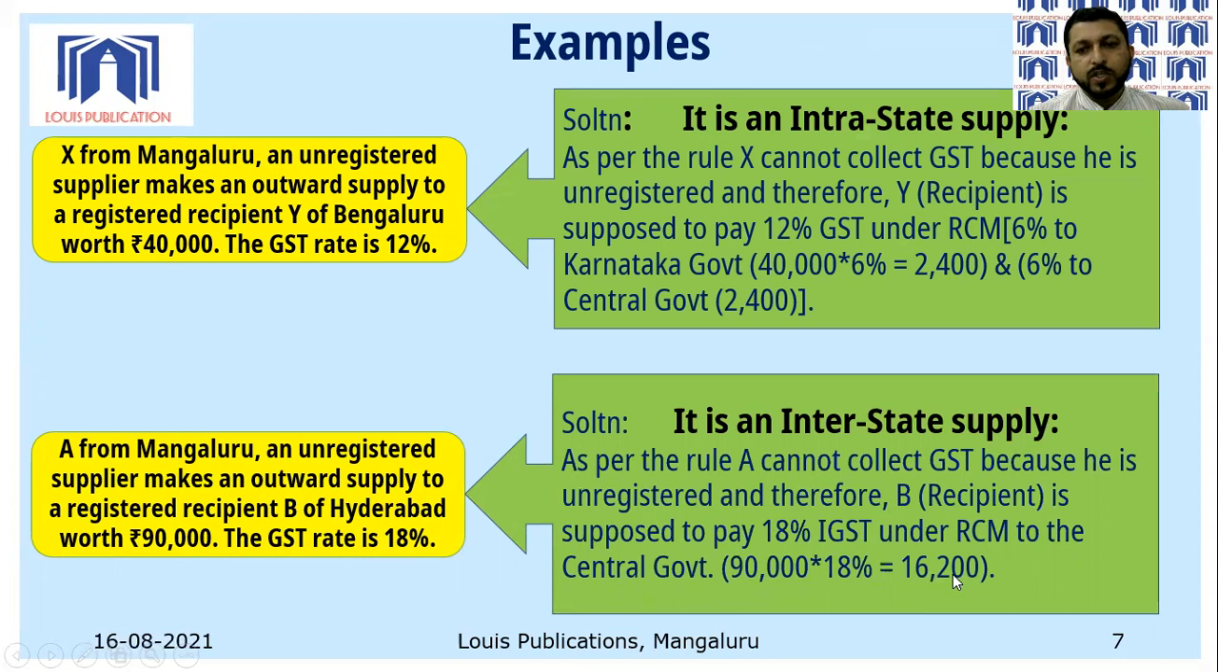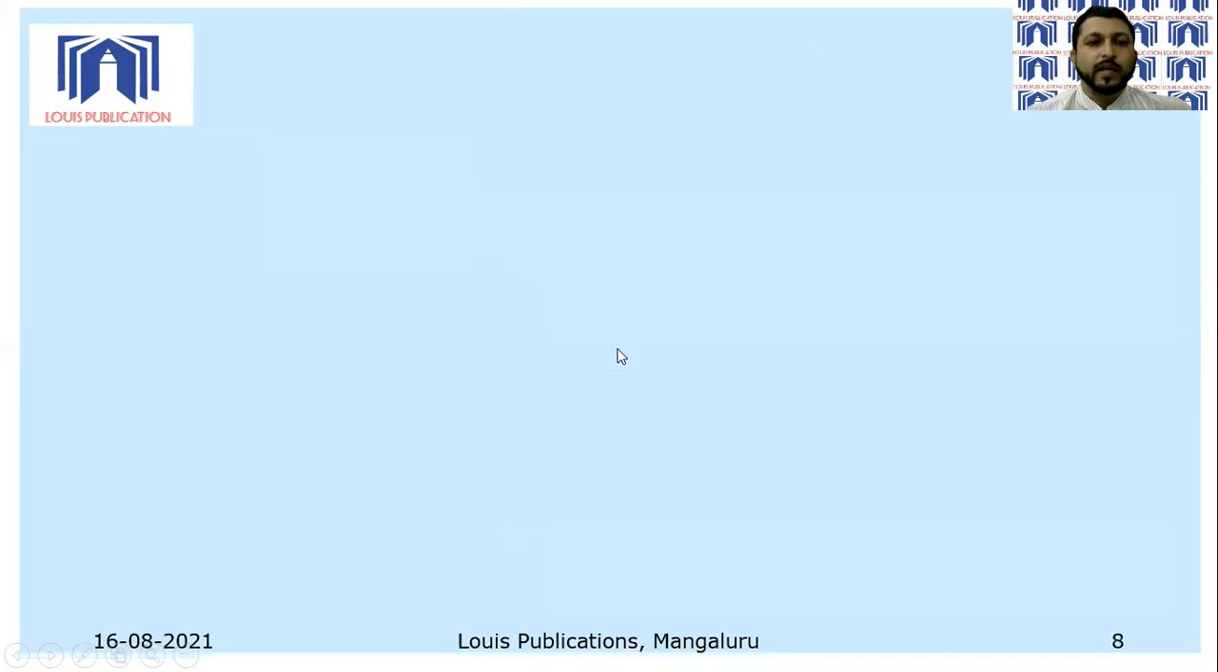So this entire 16,200 will be deposited with the central government, and the central government will share 50% of the revenue, that is 8,100, with the Telangana government, because the recipient B is based at Hyderabad. Destination based consumption tax. So 50% of this revenue will be shared by the central government with the Telangana government. So 8,100 thereafter will be shared with the Telangana government. Let's look at another example.